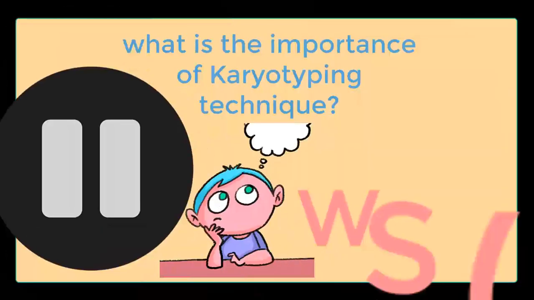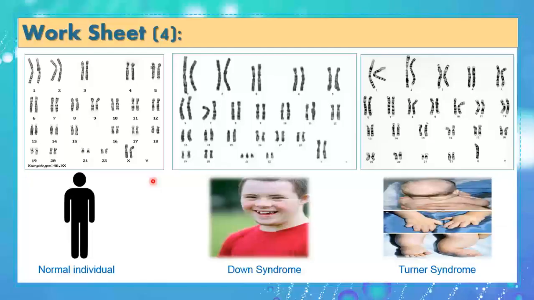Let's start with the second question. What is the importance of the karyotyping technique? To do so, please prepare worksheet 4. As you've read in the worksheet, you have 3 cases to study here. The case of normal individual and 2 cases having abnormalities, Down syndrome and Turner syndrome. And as you've read, a syndrome is a kind of chronic disease. It's found with the individual from birth. It cannot be cured.